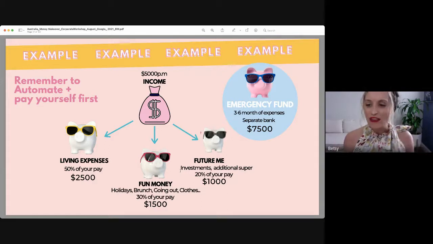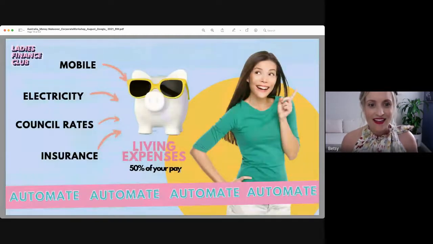And we've just got a little example here, putting into practice the 50-30-20 rule. So if you were earning $5,000 a month, then 50% would be $2,500 going to living, $1,500 for fun money, $1,000 going towards goals, assuming that emergency fund's already set up and it's got a balance of about $7,500, which is your 3 to 6 months. Alrighty. Cool.